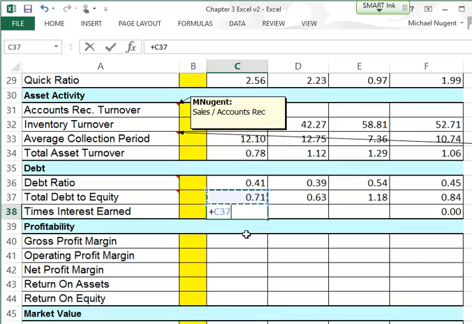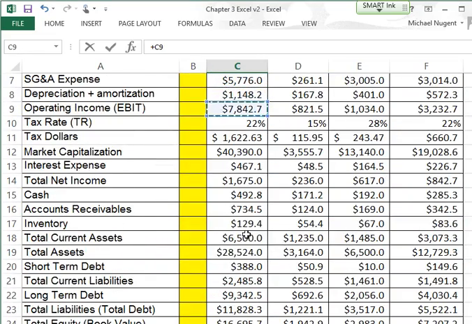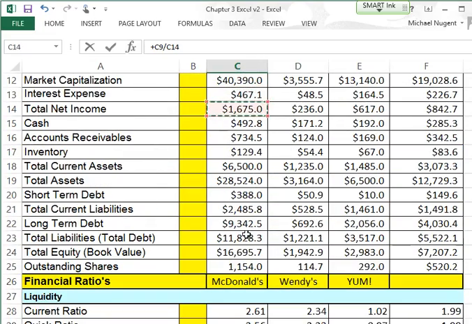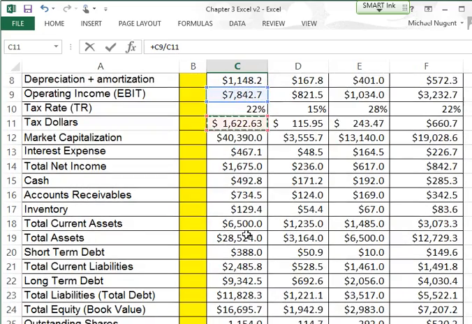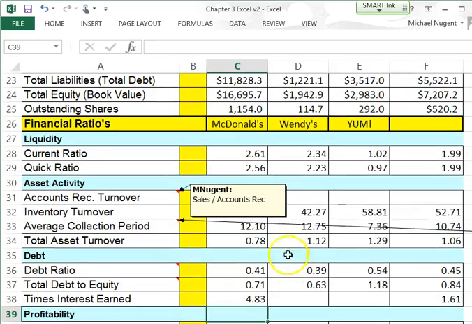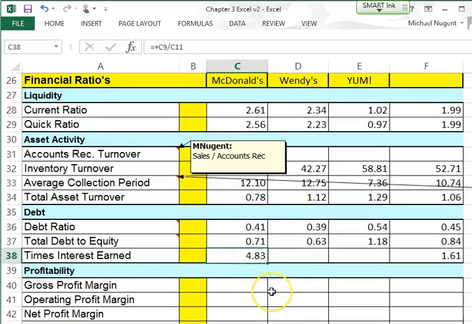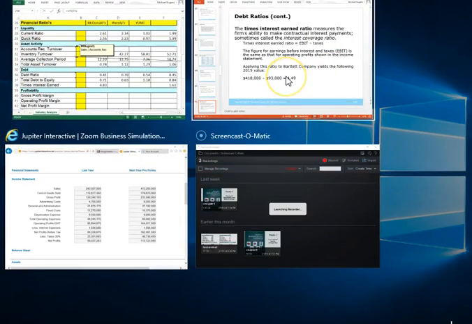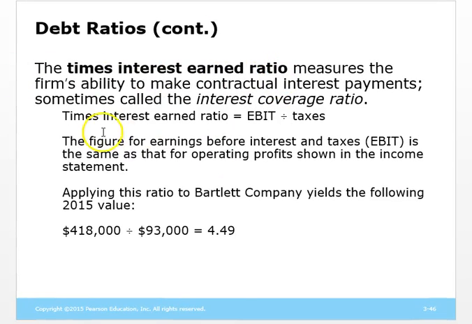So let's do this again. EBIT divided by tax dollars, the money we're paying in taxes, and we have, wait a minute. Something screwy here. Times interest earned ratio divided by taxes. Following interest before interest taxes, the same operating costs. Taxes. Okay.